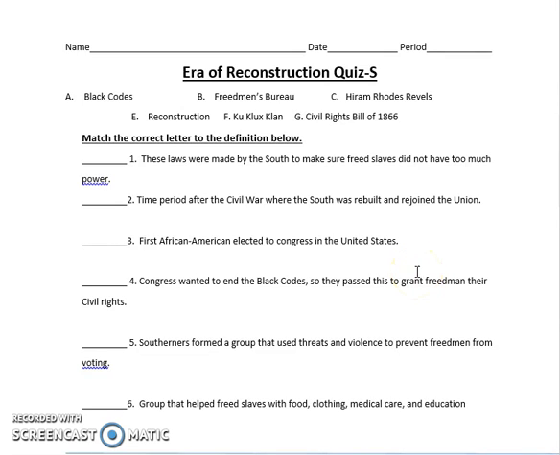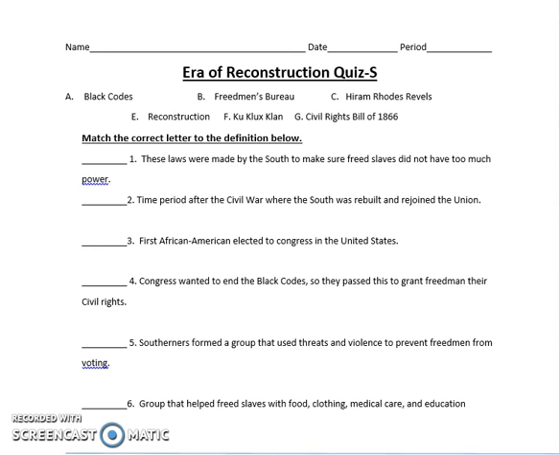Era of Reconstruction Quiz. Match the correct letter to the definition below. You have A. Black Codes, B. Freedmen's Bureau, C. Hiram Rhodes Revels, E. Reconstruction, F. Ku Klux Klan, or G. Civil Rights Bill of 1866.